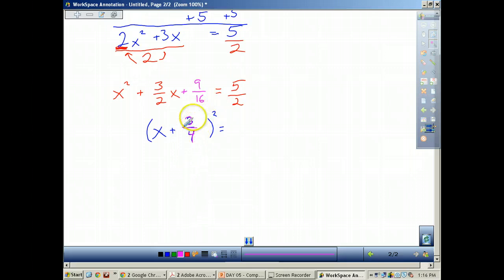Notice I'm going in this clockwise rotation. So same thing on the top, both sides. These are always the same right here. I'm just adding the same thing to both sides. Either put it in your calculator or just compute by hand. What is 5 over 2 plus 9 over 16?